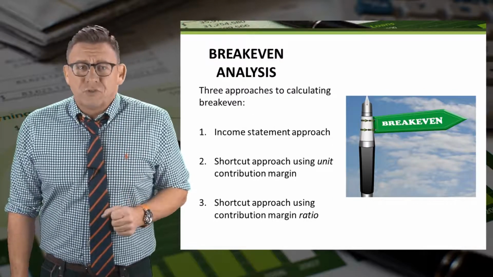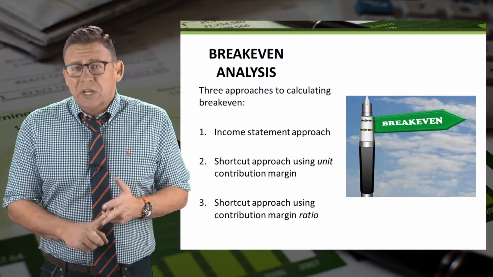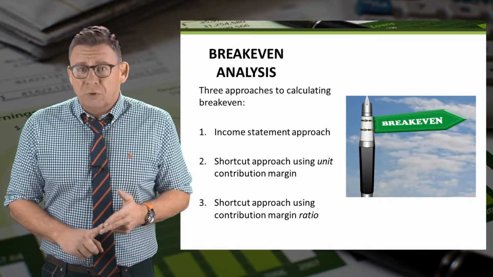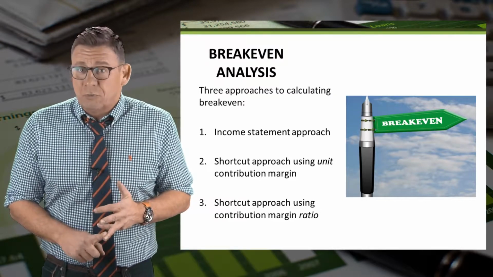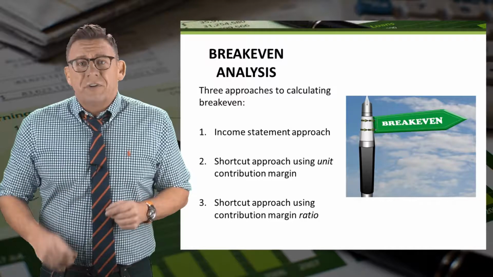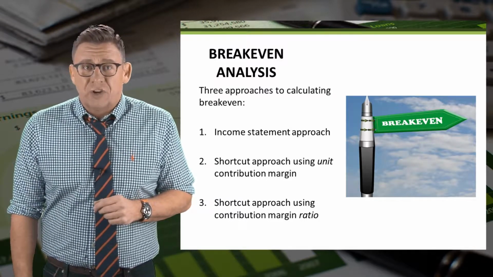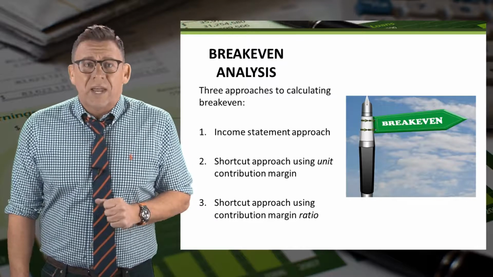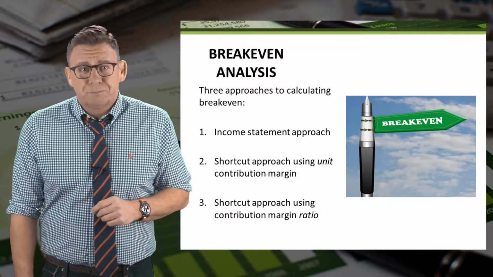There are three approaches to calculating break-even: the income statement approach, a shortcut approach using the unit contribution margin, and a shortcut approach using a contribution margin ratio. This short video will focus on the shortcut approach using contribution margin ratio, and it's a much better way to do break-even analysis than the income statement approach.